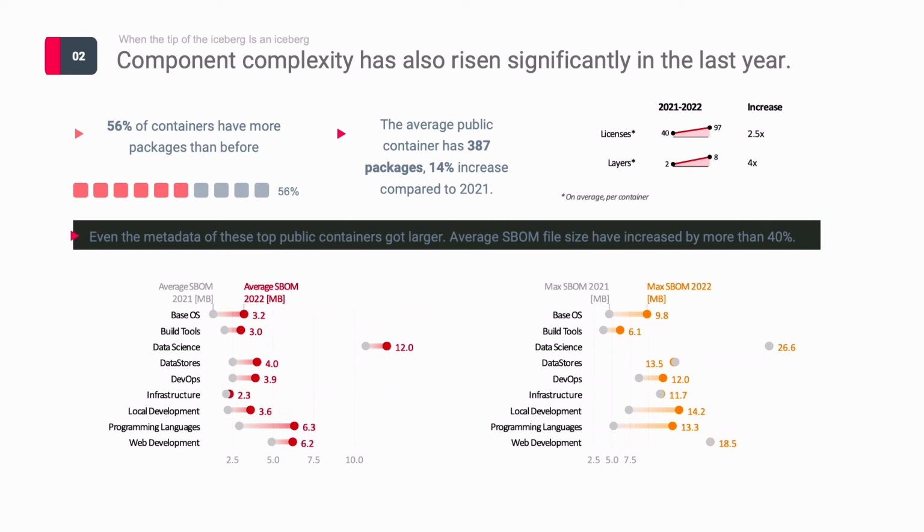So the tip of the iceberg is an iceberg in and of itself, but it's not just the packages that increased. The licenses have increased by 2.5x. Containers have more layers. It takes longer to scan them. Even the metadata, their SBOMs, have increased by 40%.